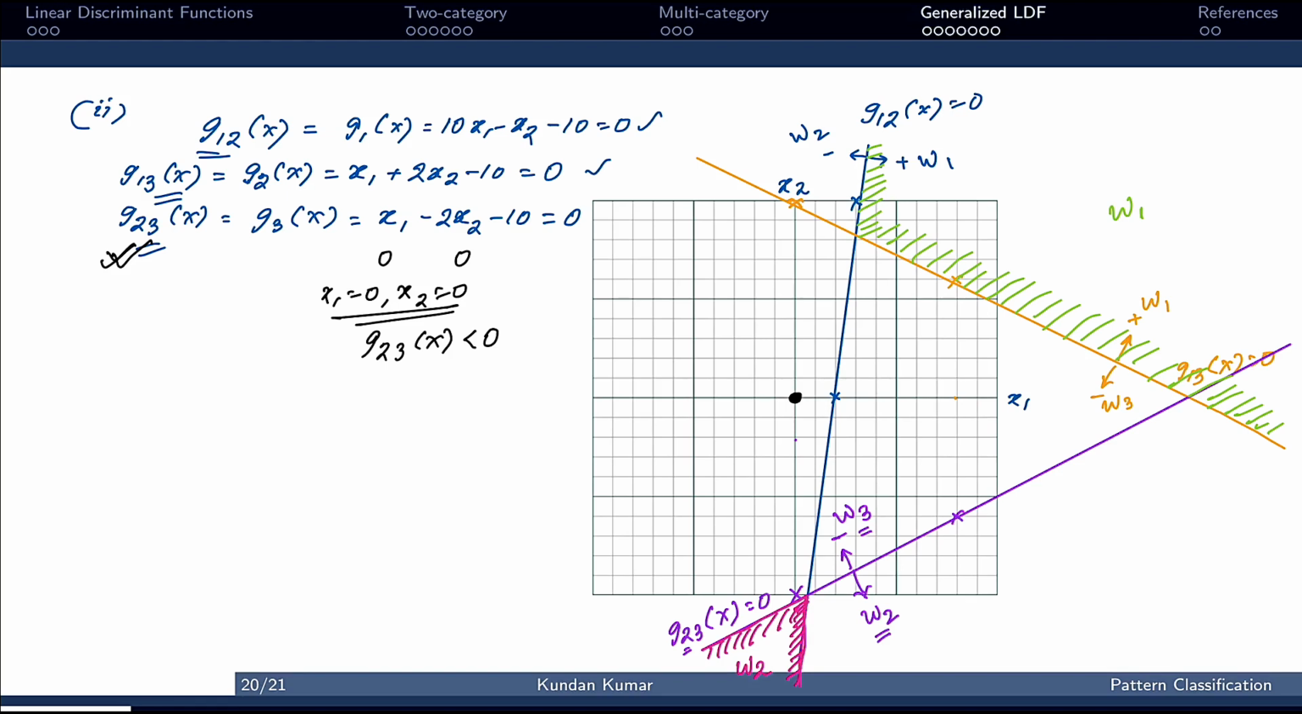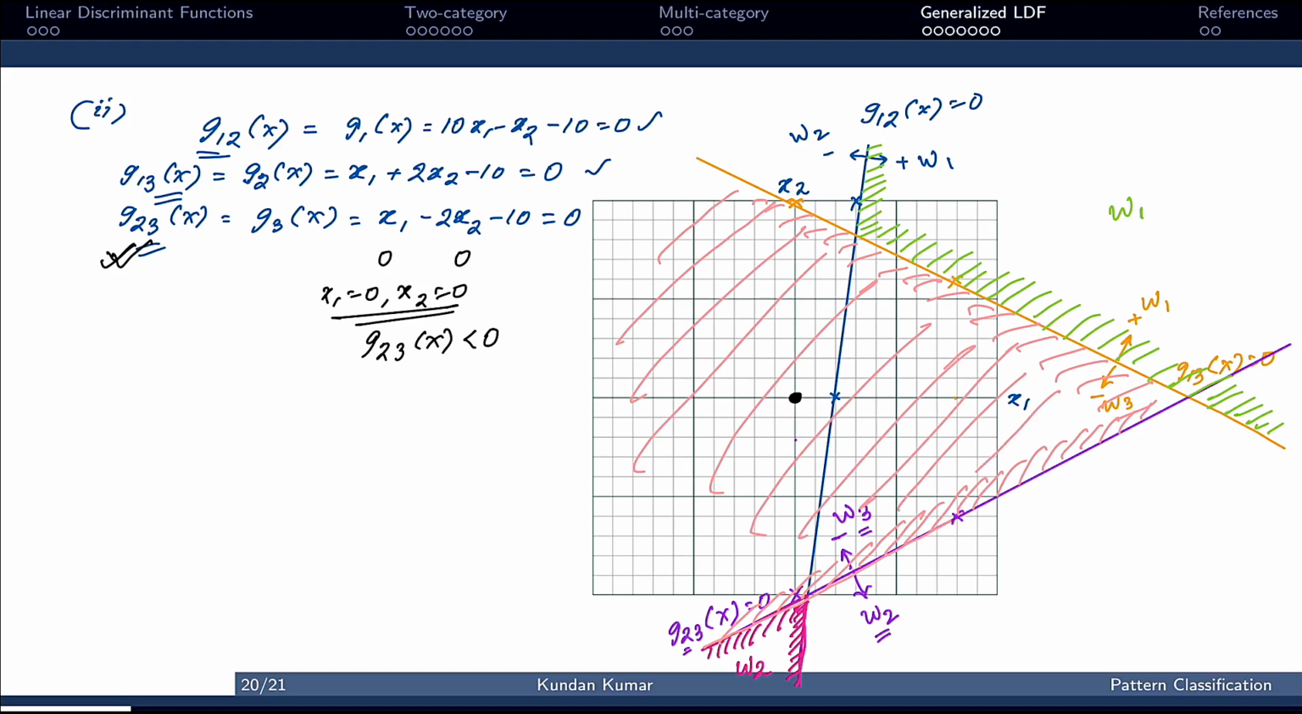And for omega 3 we can define, if you look at these, on this side we have omega 3 and on this side we have omega 3. That means the complete region is omega 3. So here we have defined omega 1, omega 2 and omega 3, which are defined by the shaded regions. So here we have drawn the decision surfaces and the regions for different classes.